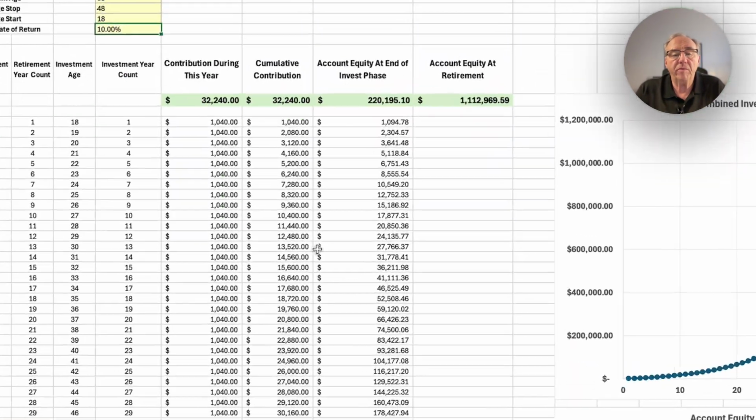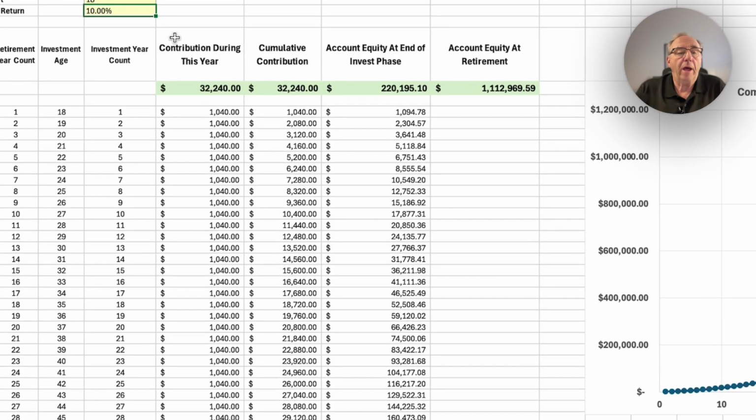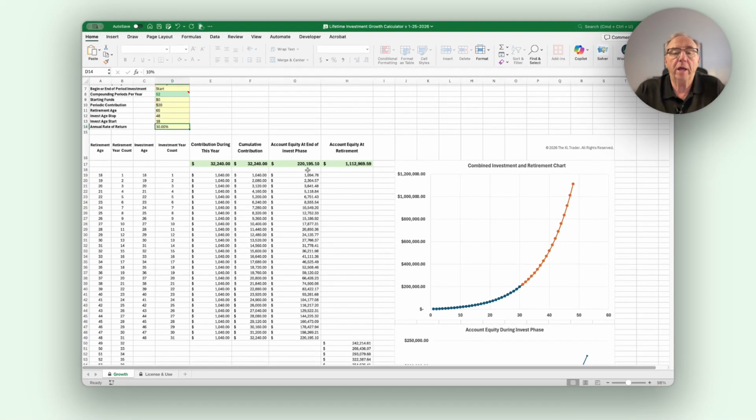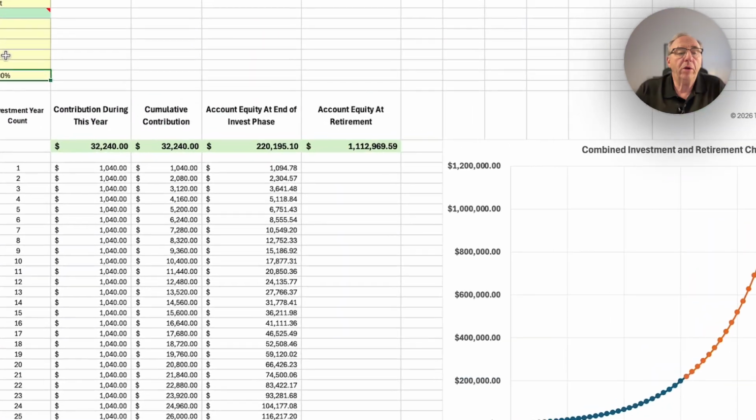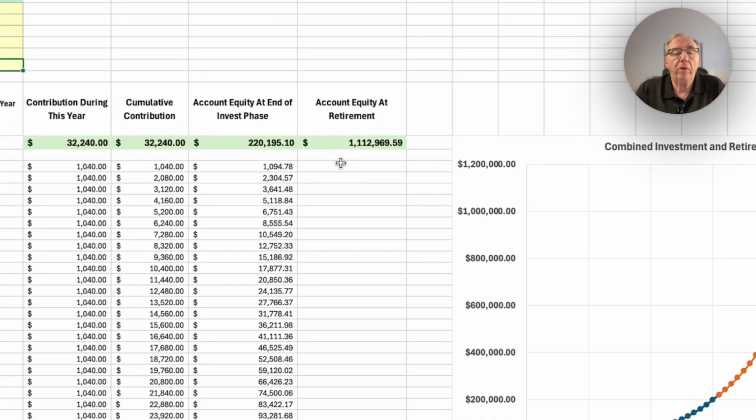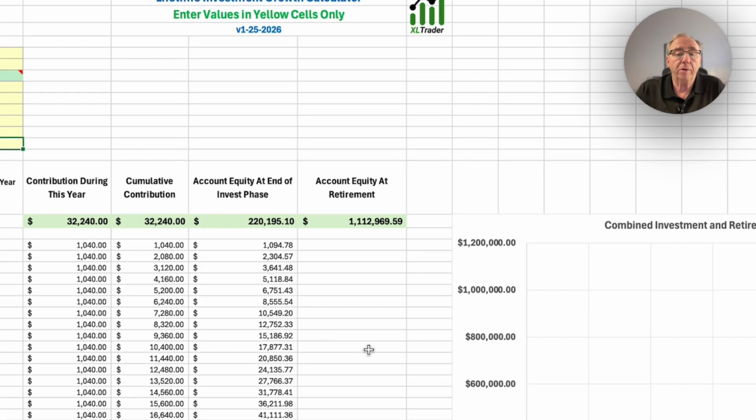Well, for this type of an investment, 30 years at 10%, $20 a week. When you get to be at the age of 48, so you're going to be 30 years down the road, you'll have $220,000 accumulated in your account. And then you're going to go another 17 years, letting that money compound out during the accumulation phase. And when you get to retirement at the age of 65, you'll have $1.1 million. And that's pretty good, right?